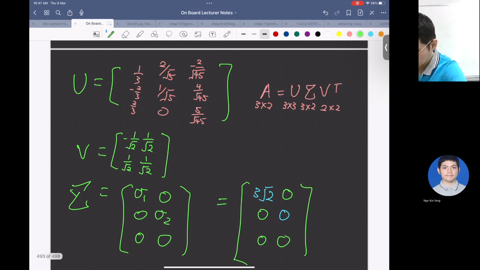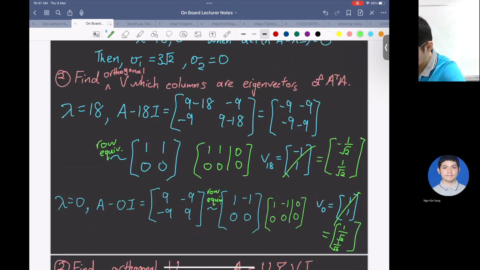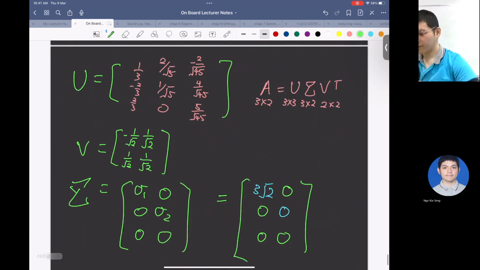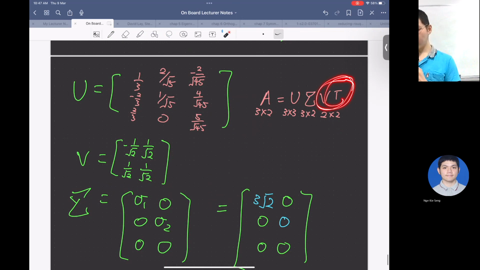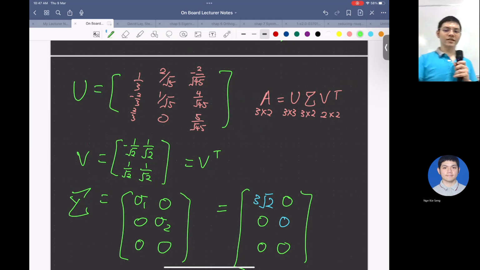Let's check, is it correct or not? Let me see, the V. If you want to make it V transpose, then you need to transpose this V. Just transpose it. Transpose is the same in this case. So equals V^T. Wow, we spent about 1 hour.